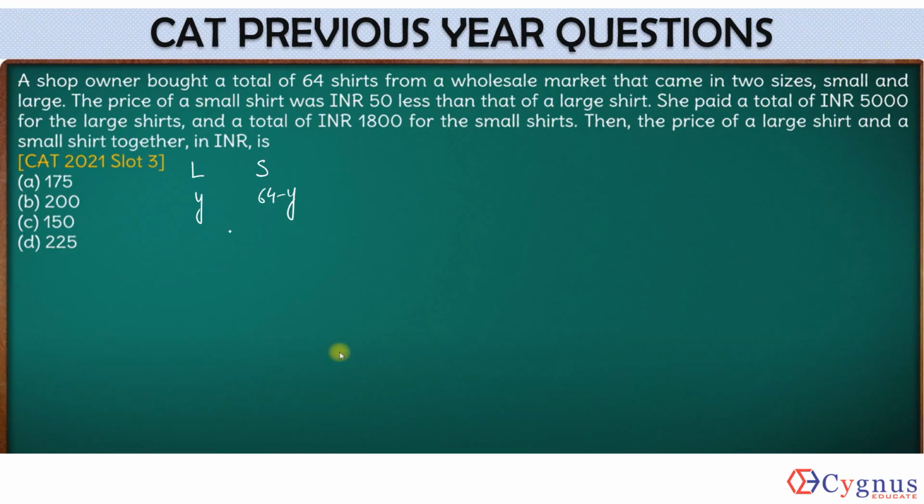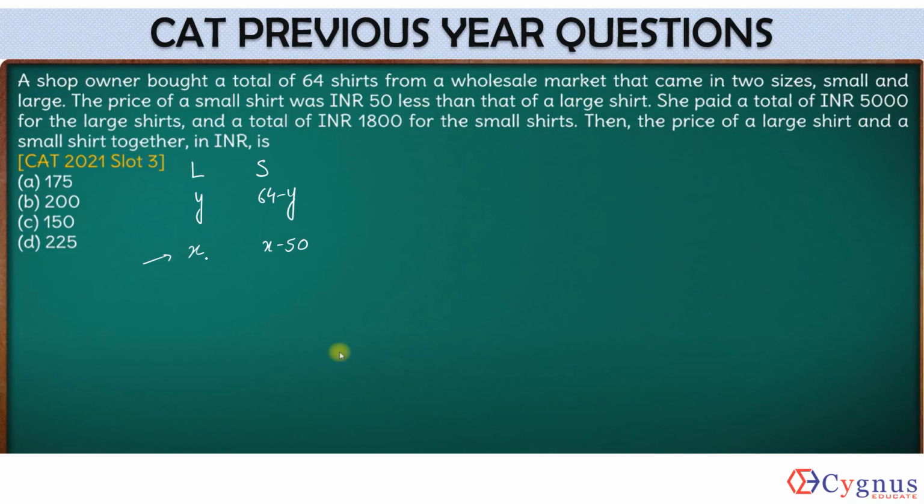The other thing is the price of the small shirt is 50 less than that of the large shirt. Let's say the price of the large shirt is x. Small will become how much? x minus 50. So x has to be greater than 50. What else is given?